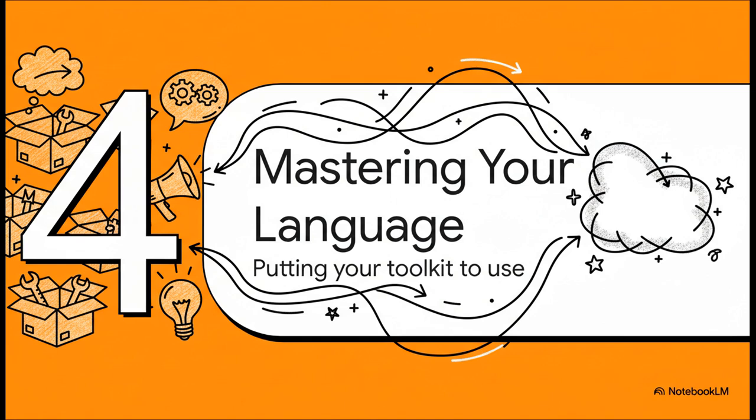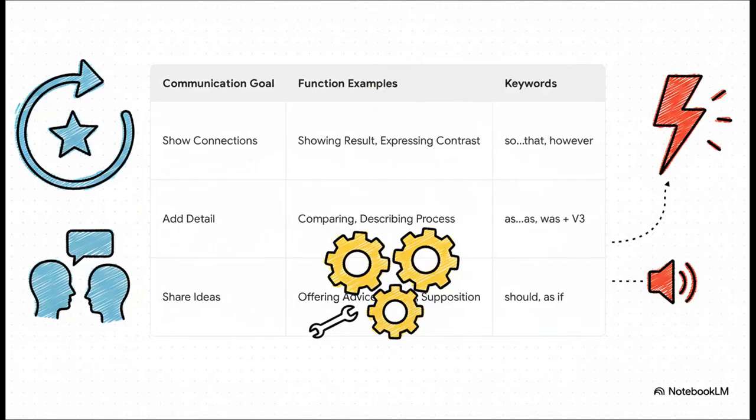We've seen how each one works on its own, but the real magic happens when you start seeing them all as part of one big system for expressing yourself with clarity and confidence. And this table here, this really brings it all together. On the left, you've got your goal, what you're trying to do. In the middle, you've got the specific tool for the job. And on the right, the keywords that turn that tool on. Think of this as your quick start guide to more powerful communication.